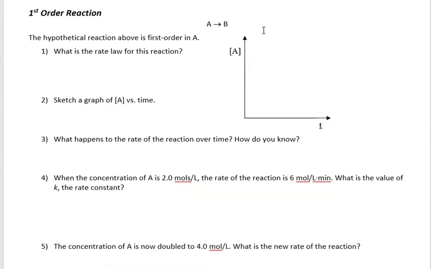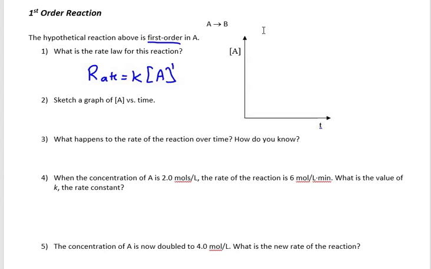So if we have a first order reaction, the rate law for this reaction will be the same as for all rate laws. So the rate is going to be equal to the rate constant K times the concentration of your reactants raised to some power. In this case, because it's first order, it's going to be first power.